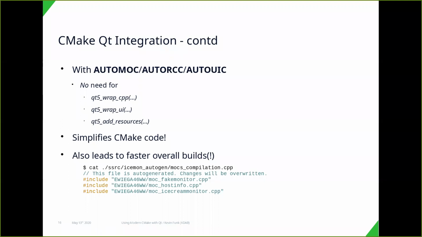Instead of just invoking the compiler for each generated moc file, it will first generate a so-called mocs compilation file, which in turn includes all the generated moc files. So if you have 10 sources, which all need moc to be run on them, there will be just one mocs compilation file including all the generated moc files individually.